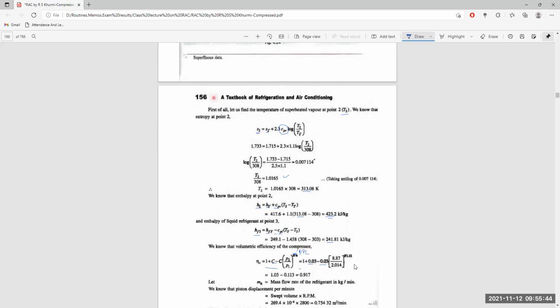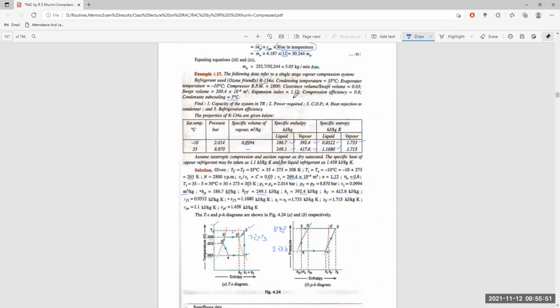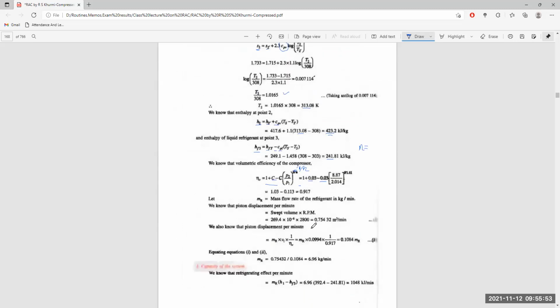Where N is equal to 1.12, given here, the expansion index. That is equal to 1.112. So we put in this value and we get the volumetric efficiency equal to 0.91 or 91%.